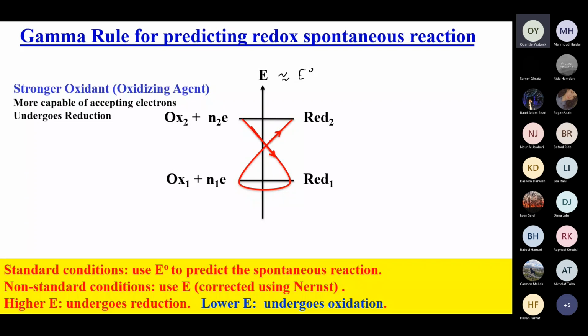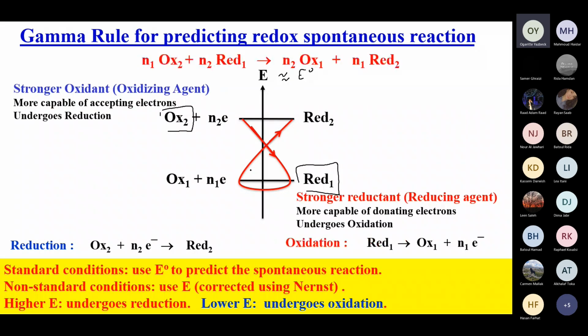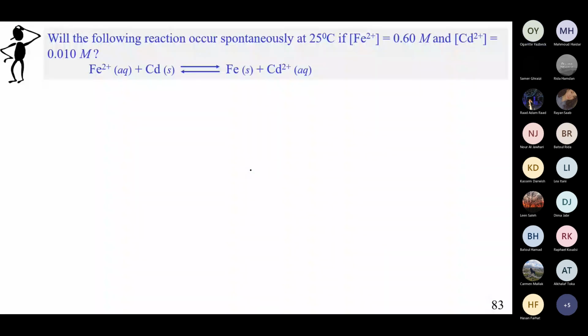The overall spontaneous reaction is always the strongest oxidant reacting with the strongest reductant in the reaction, and we do have to keep that idea in mind. Okay. Will the following reaction occur spontaneously when the concentration of iron is this much and cadmium is this much? Okay, so they gave you already the reaction.